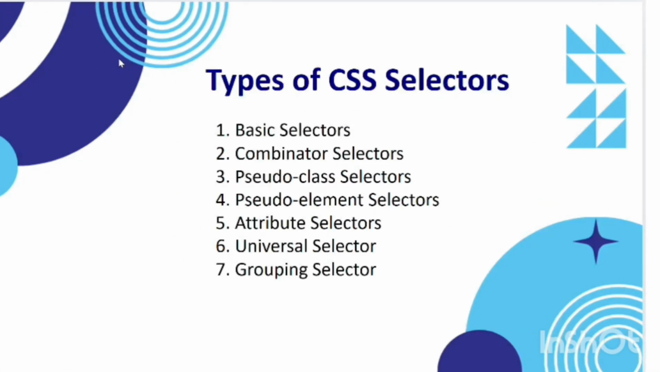Moving to the next slide, which is types of CSS selectors. There are many types of selectors in CSS. Here is the list. One is basic selector, combinator selectors, pseudo class selectors, pseudo element selectors, attribute selectors, universal selectors and grouping selectors. We'll cover each one with simple examples.